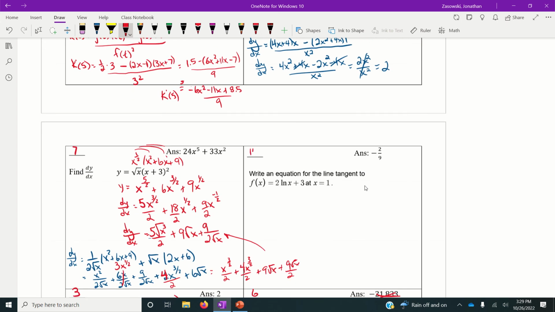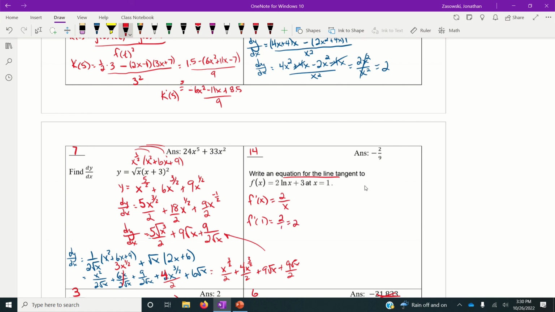Here's number 14. Equation for the tangent line again, that's our point slope form. So the first thing we need to do is take the derivative. Okay, so the derivative of the natural log of x is 1 over x, so times 2 is just 2 times 1 over x, or 2 over x. And the derivative of 3 is 0, and then f prime of 1, we're just plugging in x equals 1, is just 2 over 1, or 2.